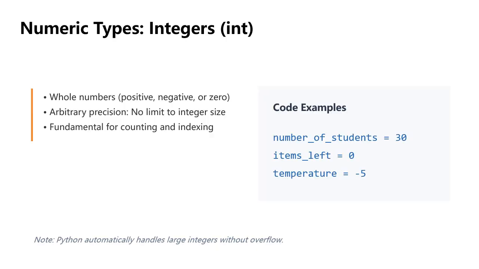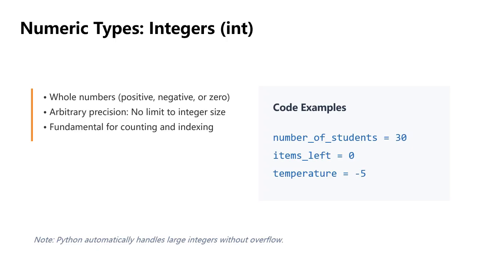Integers, or int as Python refers to them. An integer is simply a whole number. It can be positive, negative, or zero. A standout feature of Python 3 is that it handles arbitrary precision. This means there is no practical limit to how large an integer can be, as long as your computer has the memory to store it. As this note indicates, you don't have to worry about overflow errors when calculating massive numbers. Python manages that complexity behind the scenes for you, which is a huge relief for developers.